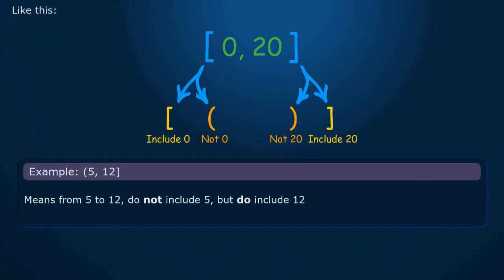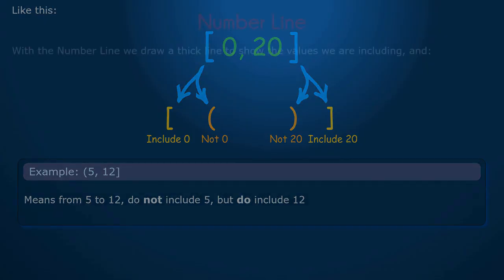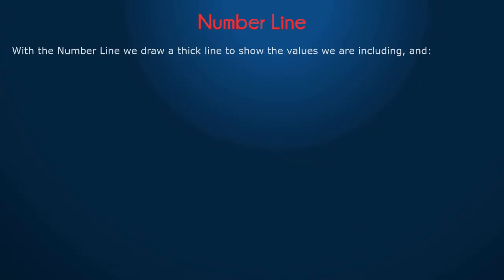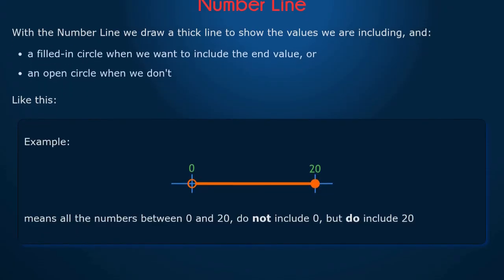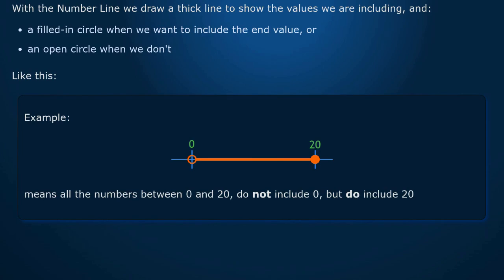Example. Here we are showing the interval from 5 to 12. Do not include 5, but do include 12. With the number line, we draw a thick line to show the values we are including and a filled-in circle when we want to include the end value, or an open circle when we don't, like this. Example, this means all the numbers between 0 and 20, do not include 0, but do include 20.